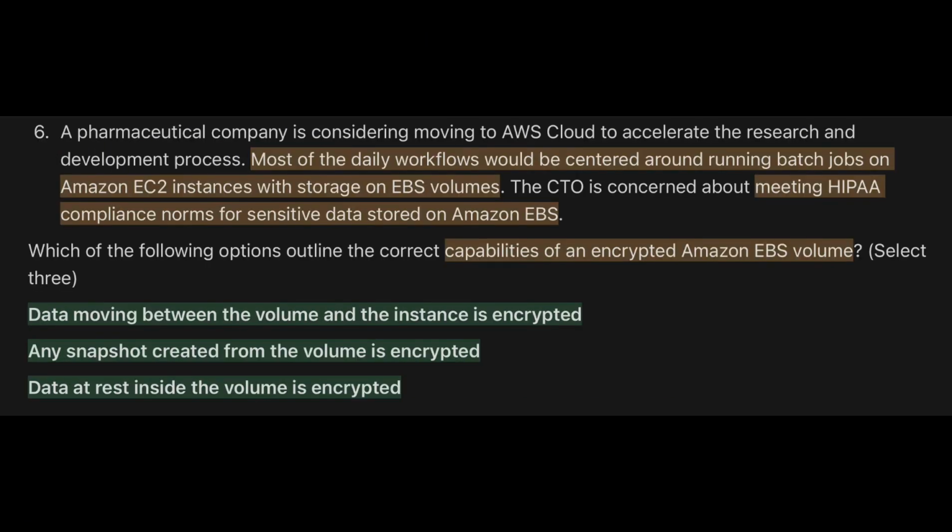And then if we have a scenario where most of the daily workflows would be centered around running batch jobs on Amazon EC2 instances with storage on EBS volumes, and they want to meet the HIPAA compliance norms for sensitive data stored on Amazon EBS, then we should know that the capabilities of an encrypted EBS volume is that data moving between the volume and the instance is encrypted, any snapshot created from the volume is encrypted, and data at rest inside the volume is also encrypted.